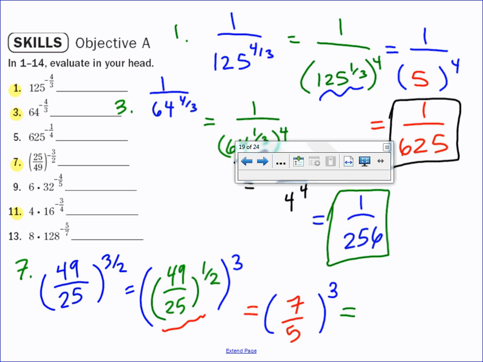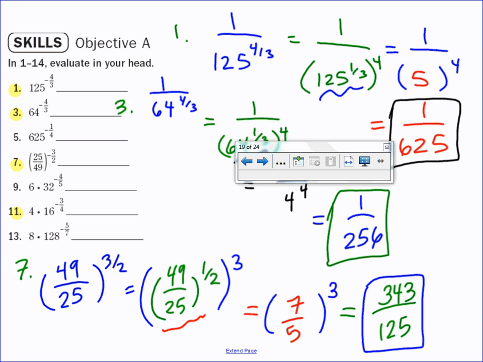Get ready. Everybody find 7 cubed? All right, what's 7 cubed? Dakota? 343, good. Over. And what's 5 cubed? Carson S? Awesome, thank you. Good job. So we've got 343 over 125. Woo! I'll tell you what.